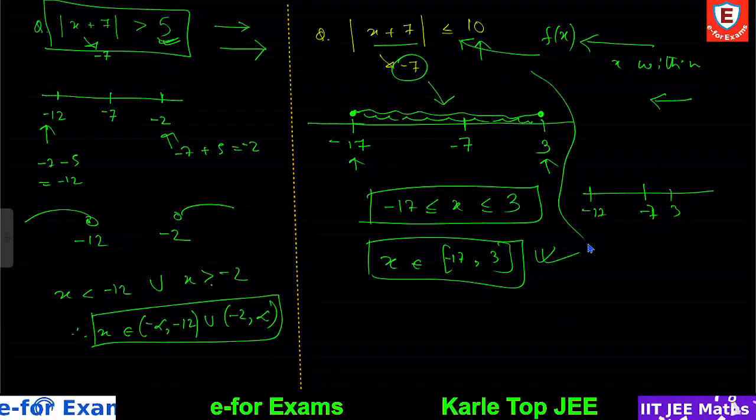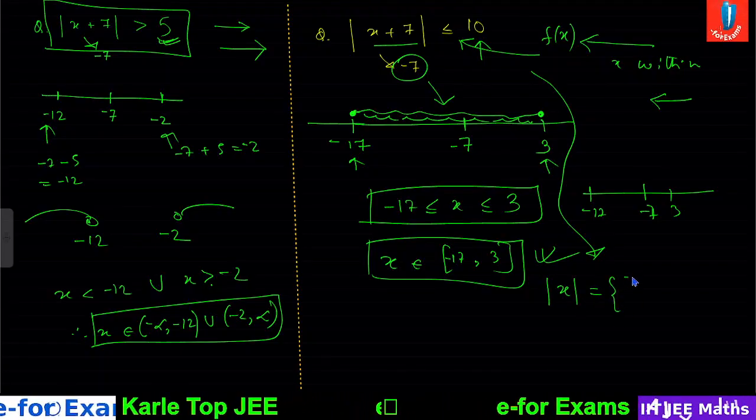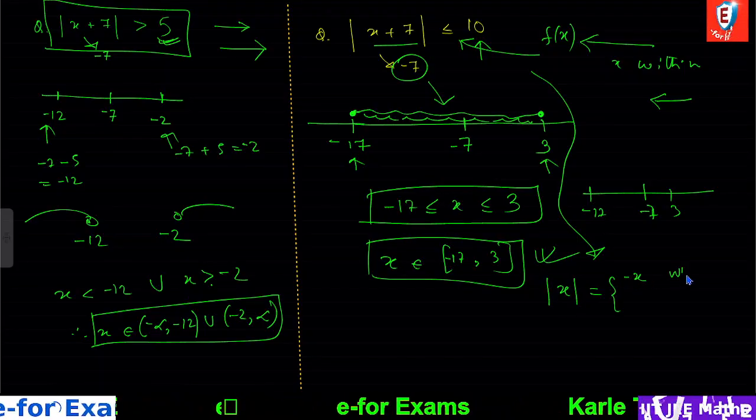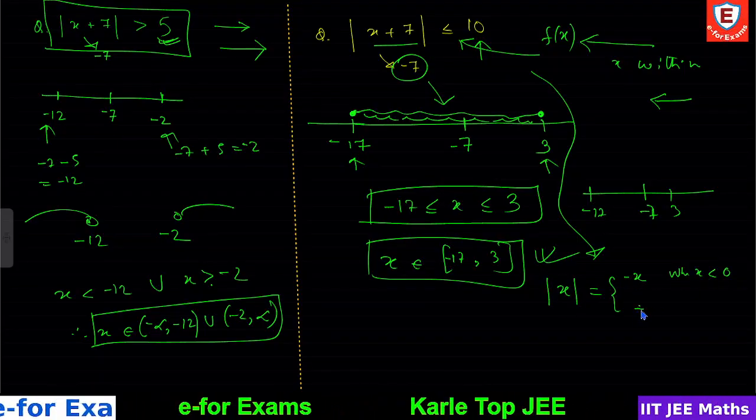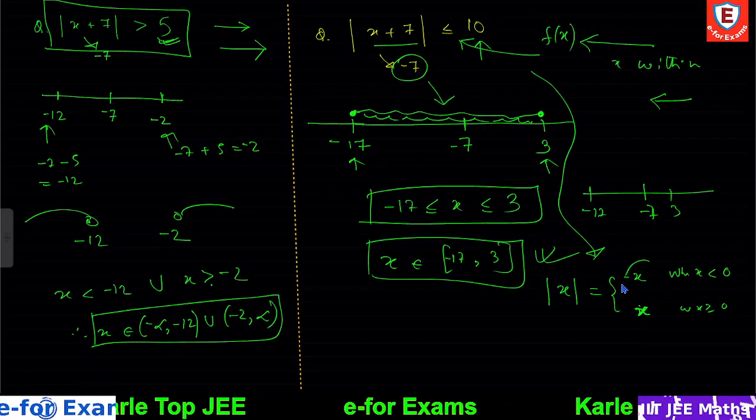But the actual concept of how we got this means, what is the definition of modulus? Minus x when x is less than 0, right? And x, the number x itself, when x is greater than or equal to 0, right? You are using these two concepts.